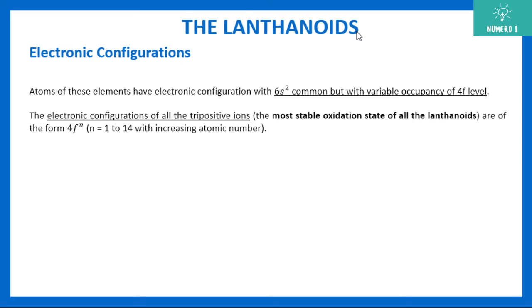Now, talking about lanthanoids in more detail, let's start with the general electronic configuration. All these elements have an electronic configuration with 6s2 common, but variable occupancy of the 4f level. So it will be 4f from 0 to 14. The electronic configuration of all the tri-positive ions, which is the most stable oxidation state of all the lanthanoids, is of the form 4fn, where n can be from 1 to 14 with increasing atomic number. We will see the electronic configuration now.